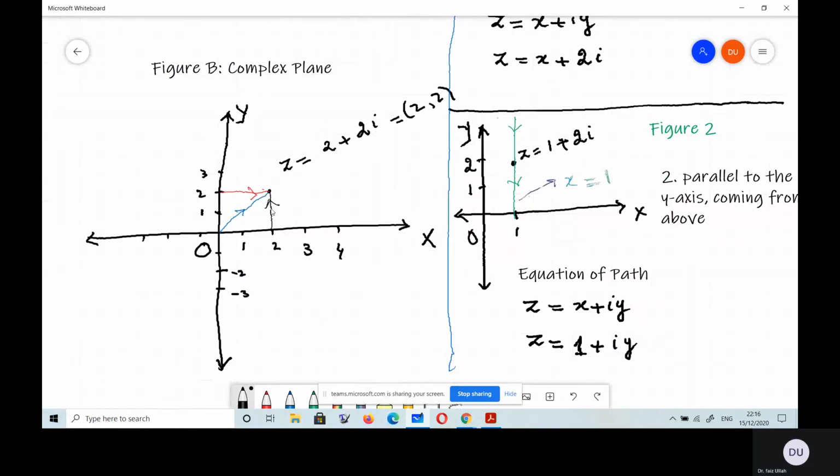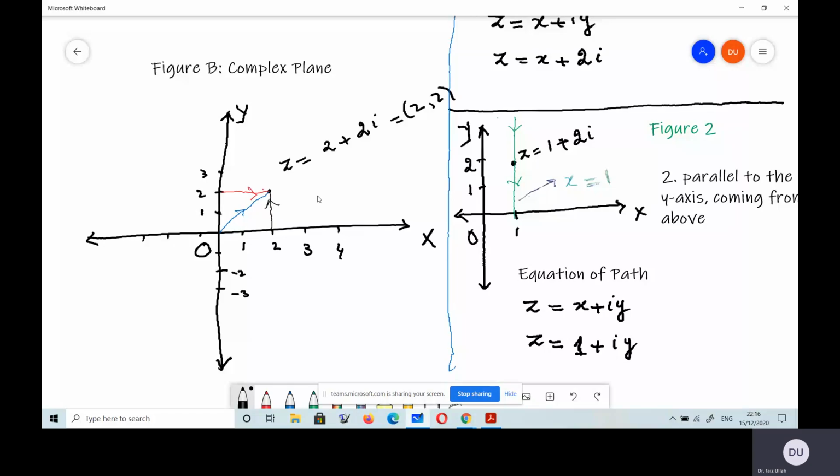I can also go towards this point from a line from this black path, which is parallel to the y-axis. Similarly, I can take limits at this point while coming from above and also from the right hand side. So there are several paths to find limits of a complex function at a point.